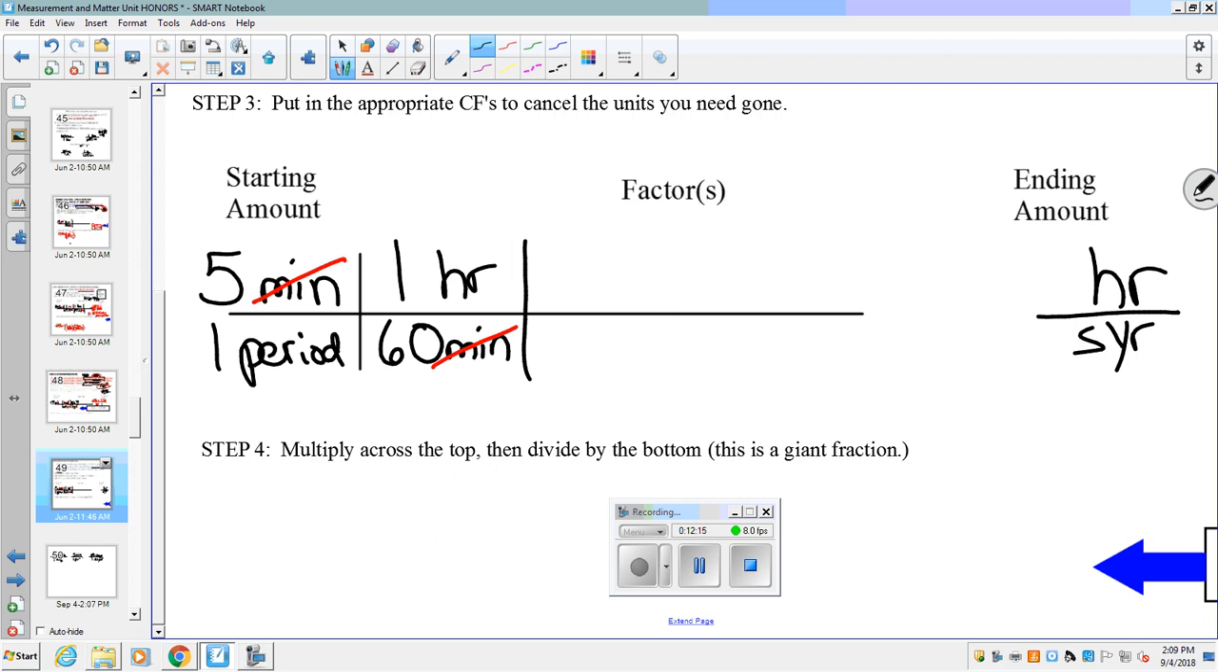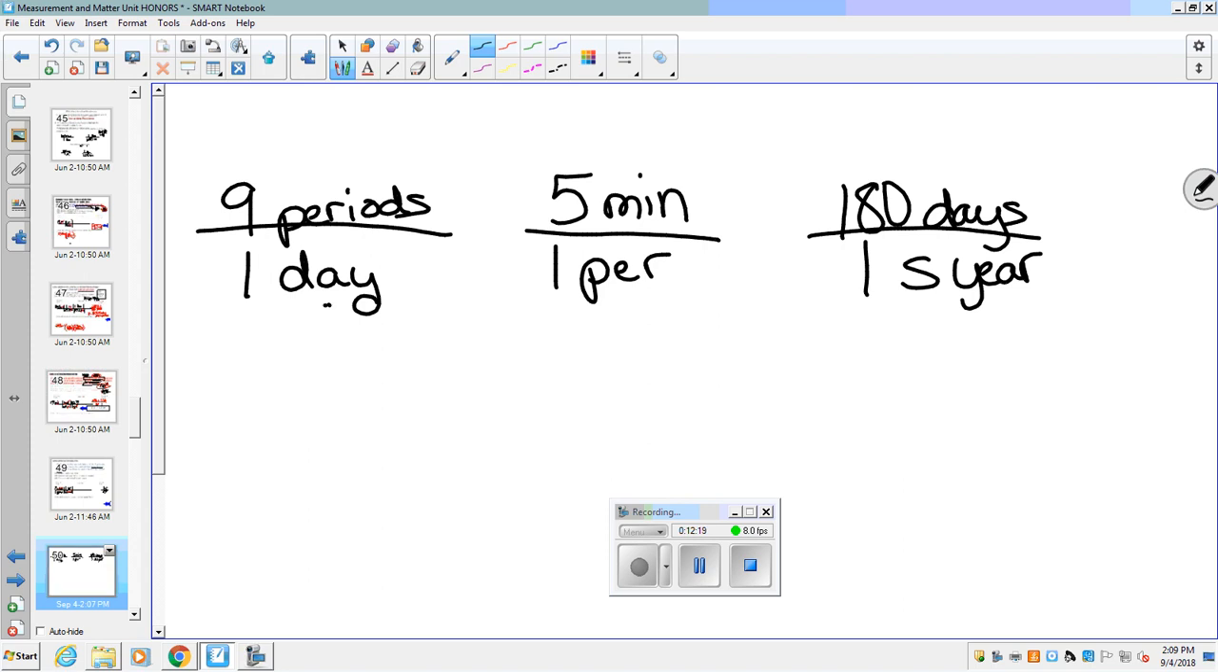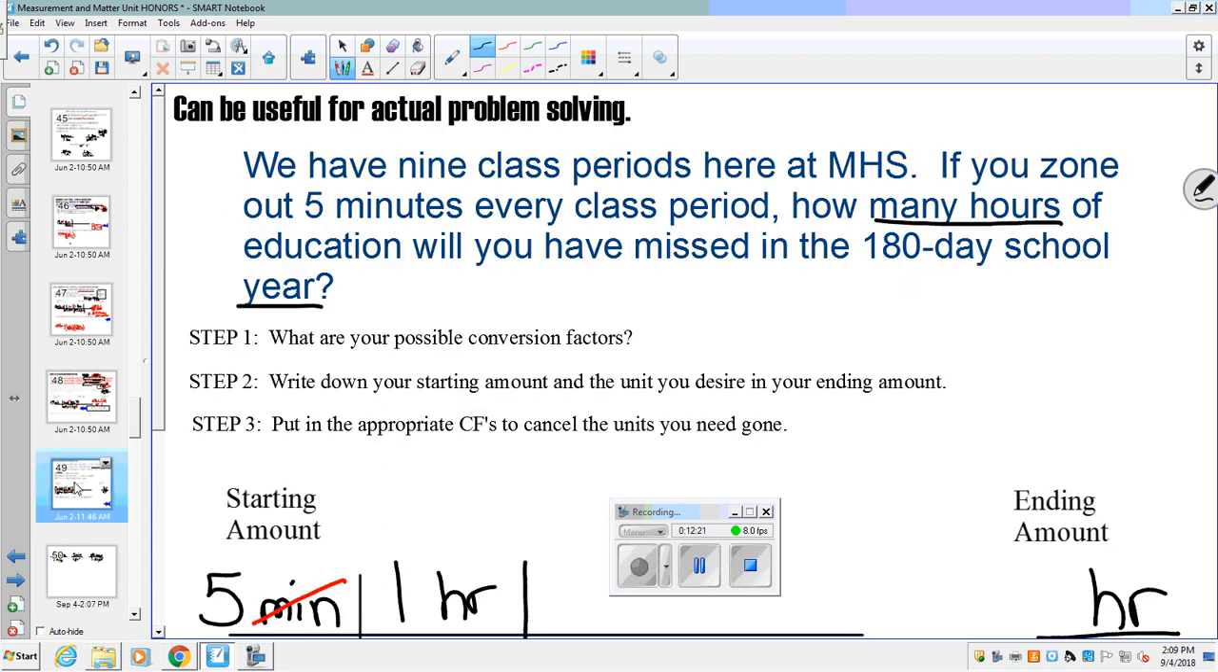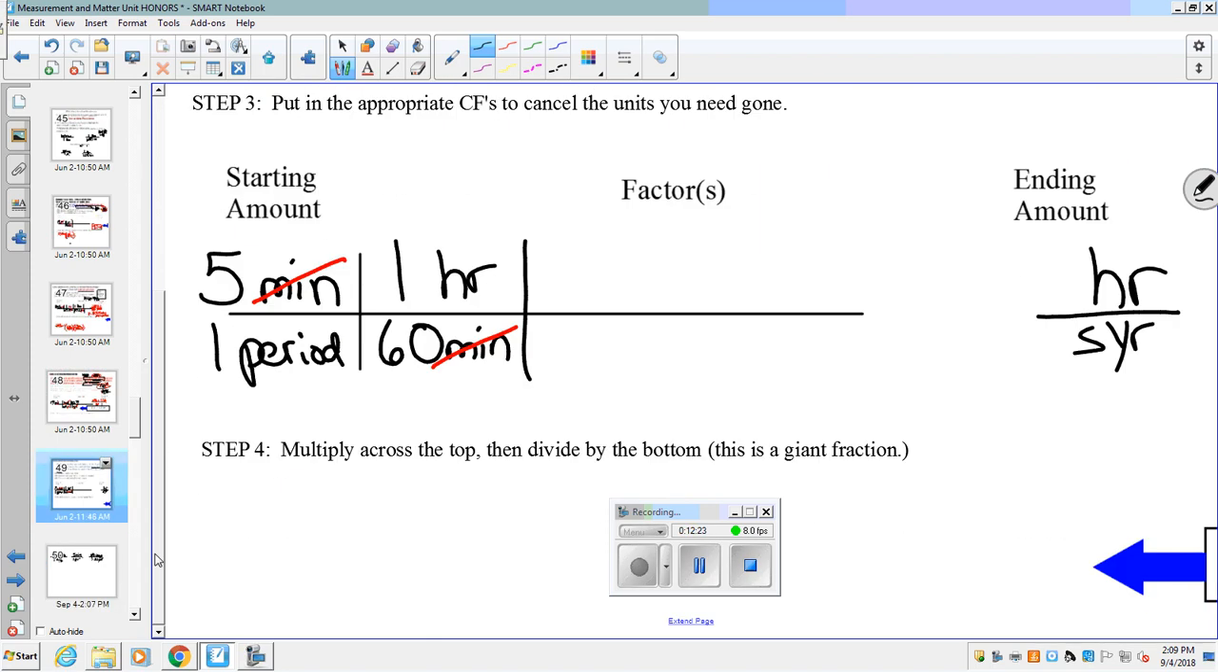Now for periods, I have to look at my conversion factor that had periods in it, so I'm going to use this first one right here. Here in Marcellus, we have periods on the bottom. We need 9 periods on top in 1 school day. Periods have now gone away.